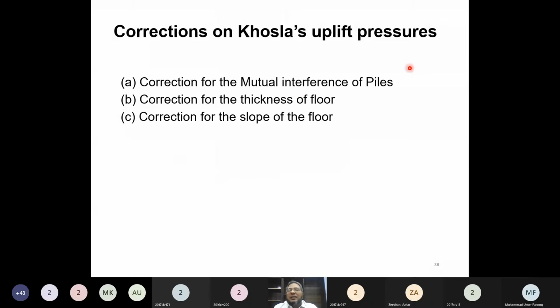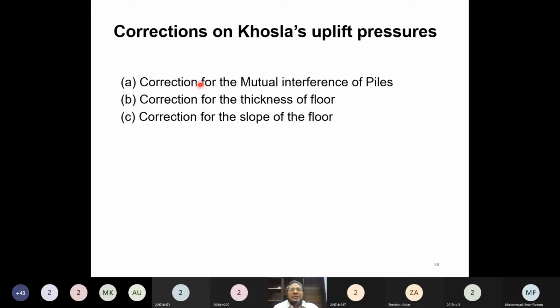Now come to the corrections. The values which we read from the curves or the equations are basically determined in isolation, for example the upstream sheet pile portion, then the intermediate sheet pile portion, and so on. Moreover, in two cases we assumed that the thickness of the floor is negligible. So it means we need to apply corrections. There are three types of corrections which we have to apply if we are using the Khosla curves or Khosla equations to compute the uplift pressures.